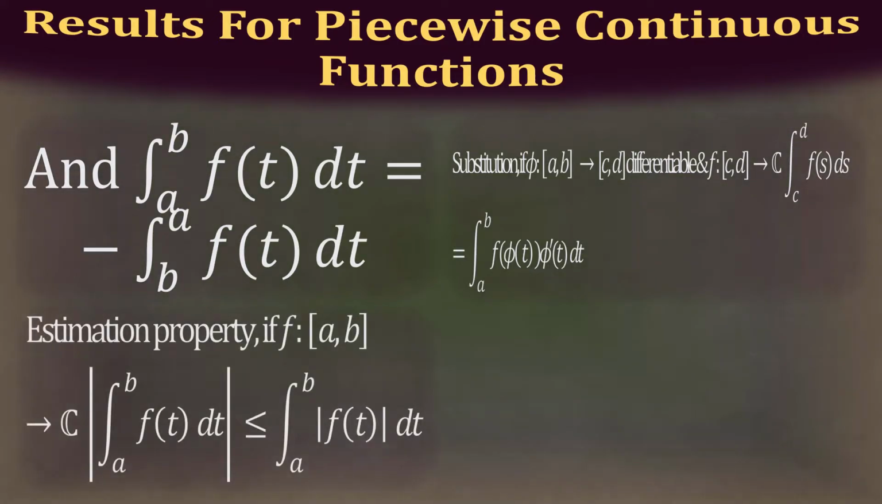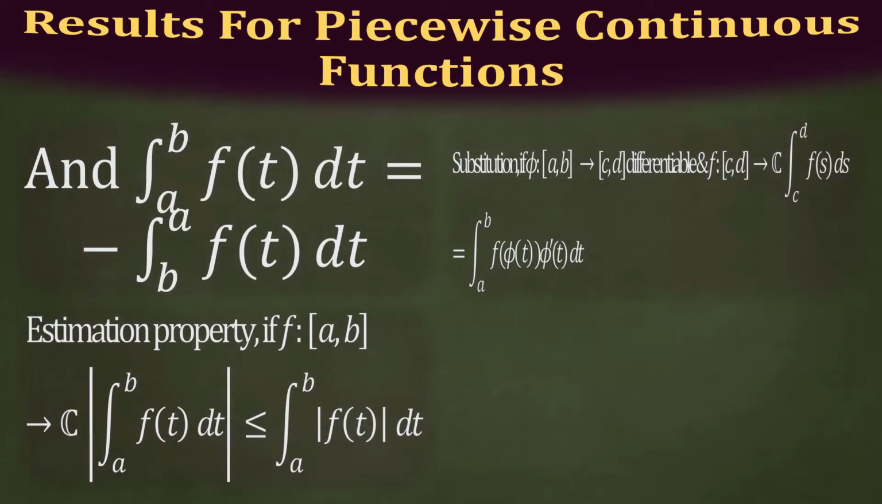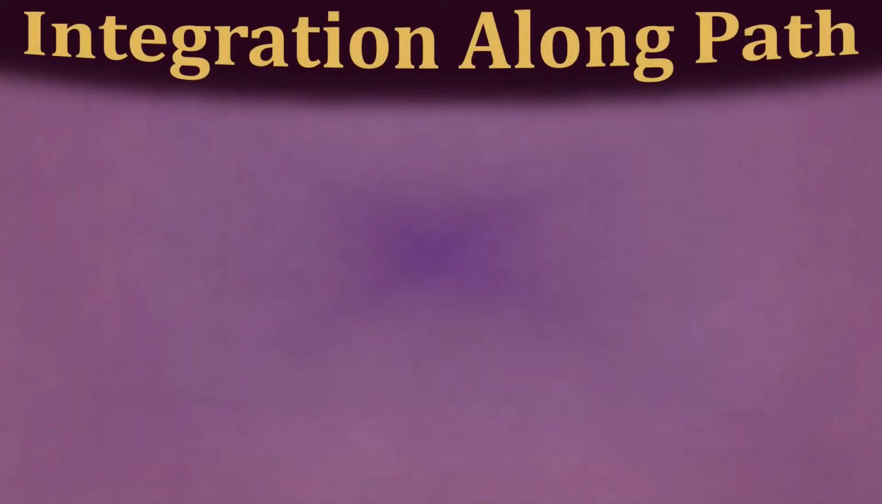Next, we have the estimation property, i.e. if f from [a, b] to the complex numbers, then the modulus of the integral from a to b of f of t dt is less than or equal to the integral of the modulus of f of t dt. Now, let's move on to defining integration along a path.